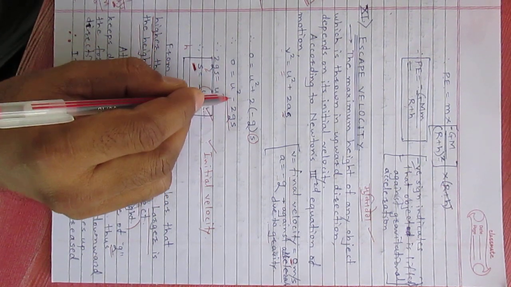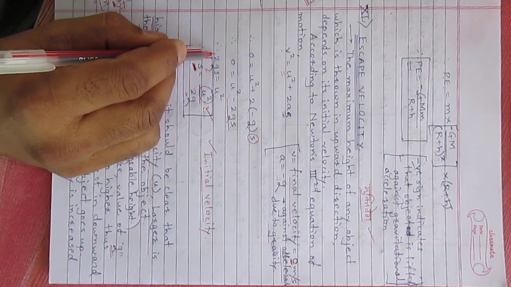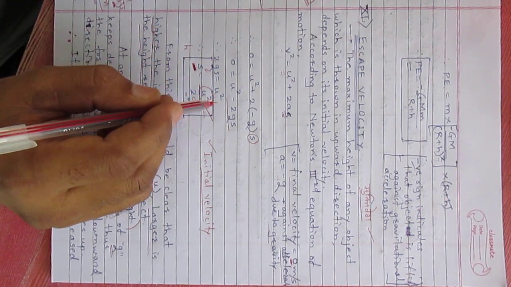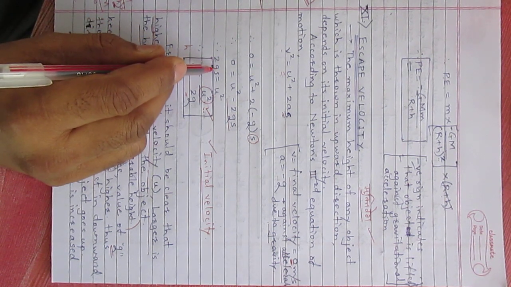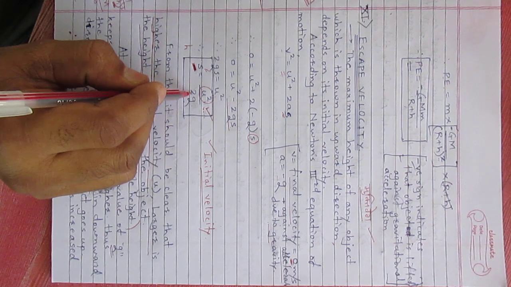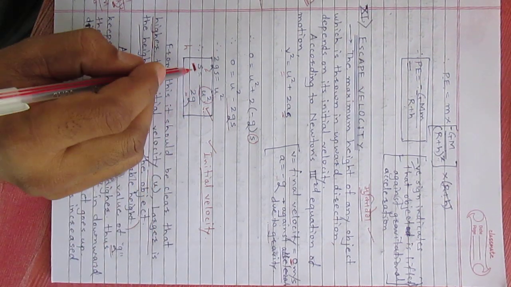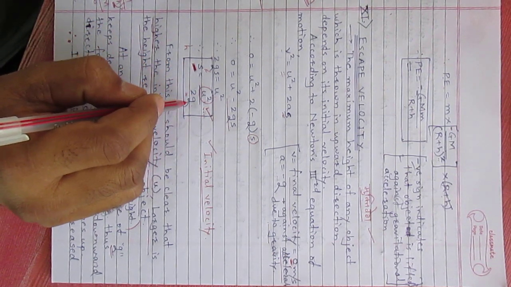This 2gs, which has a negative sign, is transferred to the other side and the sign changes to positive. Therefore, 2gs is equal to u square. Now s will remain on the same side and all the other values which are in the numerator are transferred to the denominator on the other side, or the RHS. Therefore, s is equal to u square divided by 2g.